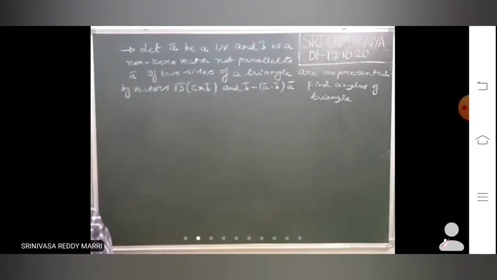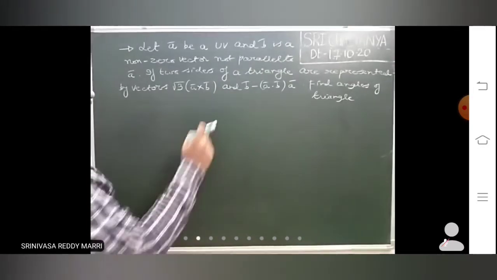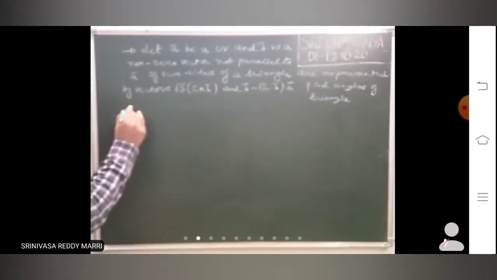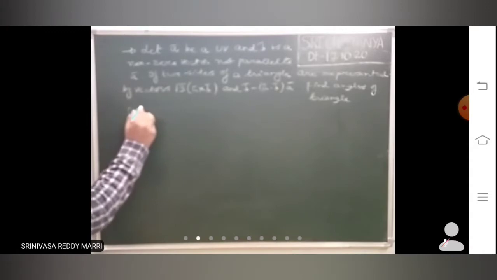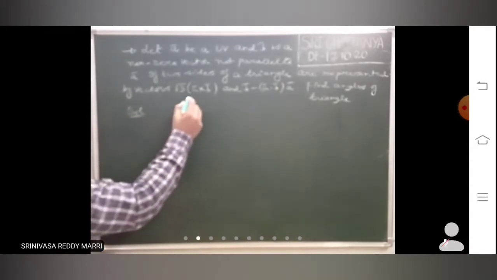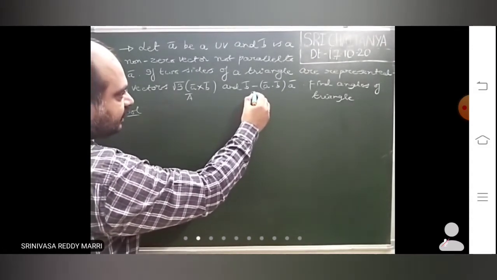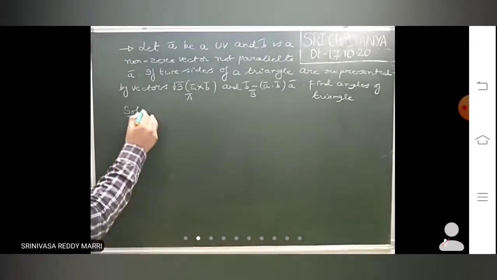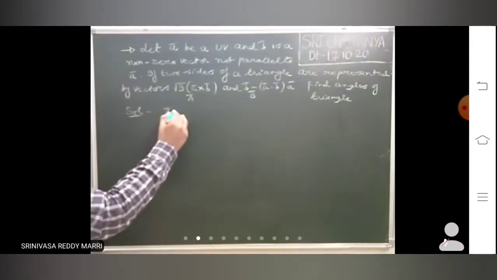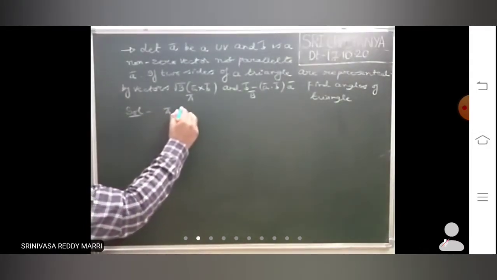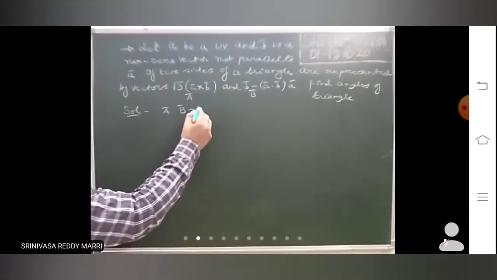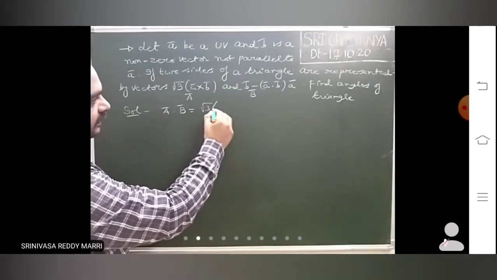Sure. So these two are two sides of the triangle. Let us say this is A bar, this is B bar. Two side vectors those are. So first thing we will do is calculate whether they are perpendicular or not. Whenever two vectors are given, it is easy to check.